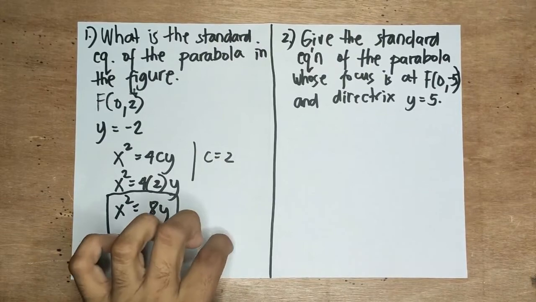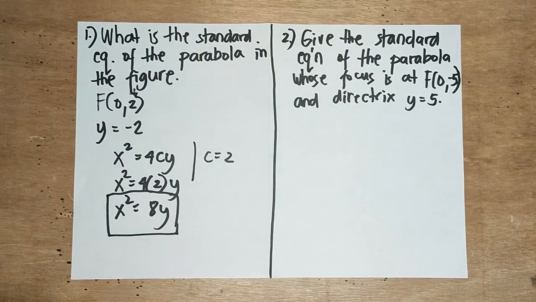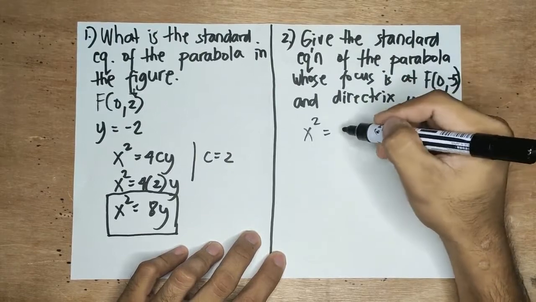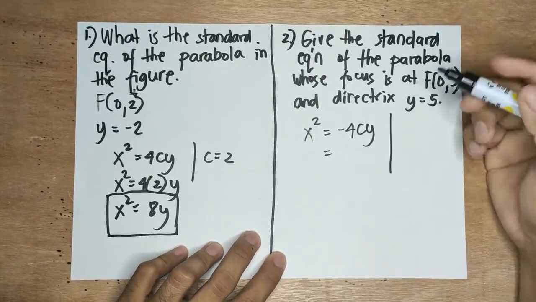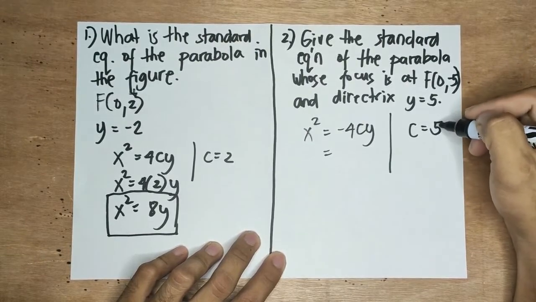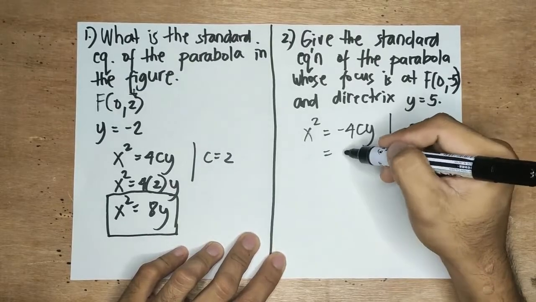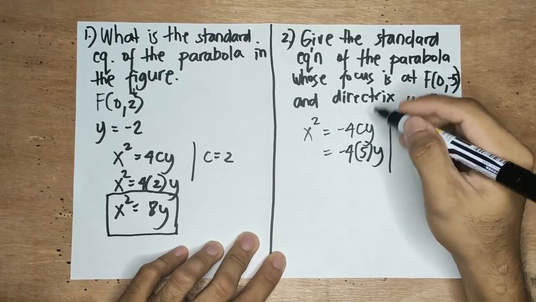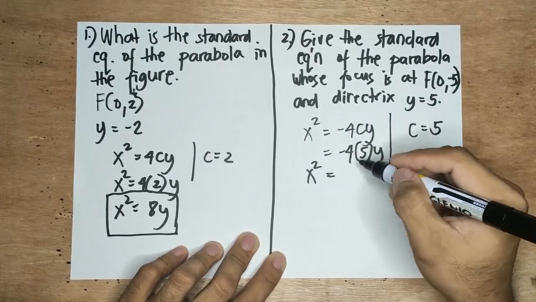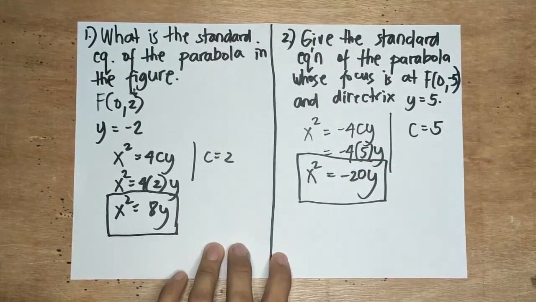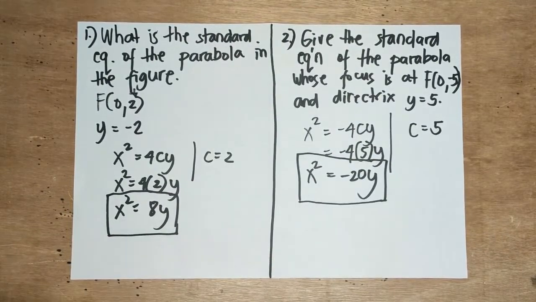So, kung babalikan ulit natin yung table, yan ay isang parabola opening downwards with vertex at the origin kasi positive yung value ni y. Okay, so ibig sabihin, it takes this form, x squared is equal to negative 4cy. So, as I mentioned earlier, the value of c is always positive. So, 5 and negative 5, that is always positive. Okay? We take the positive value kasi distance siya. So, substituting 5 in c, we have negative 4 times 5 times y, or simplifying further, x squared is equal to negative 20y. This is the standard equation of the parabola with focus at 0, negative 5 and whose directrix is at y is equal to 5.